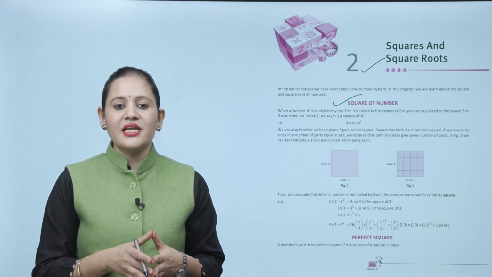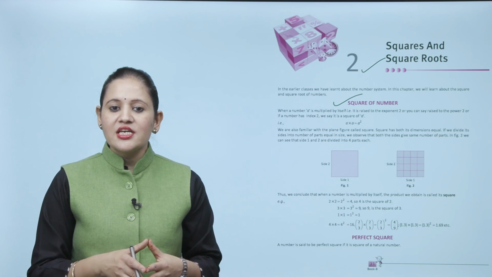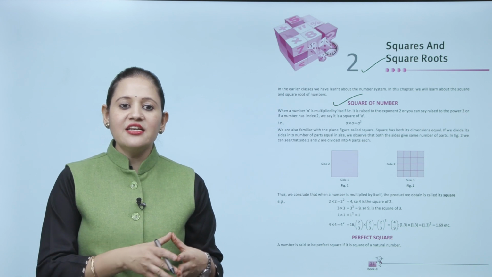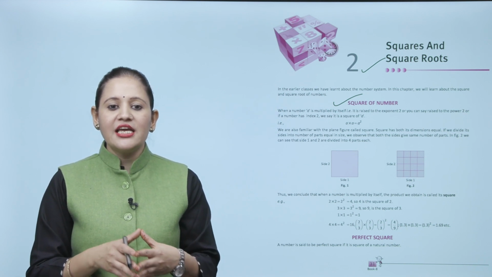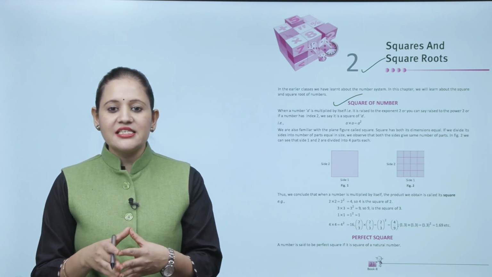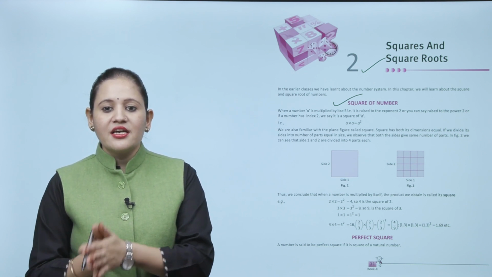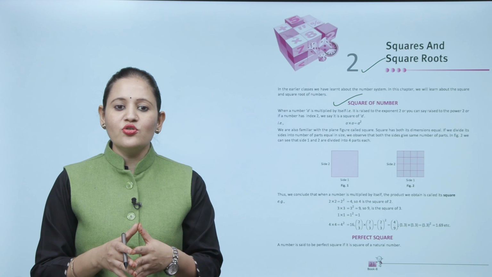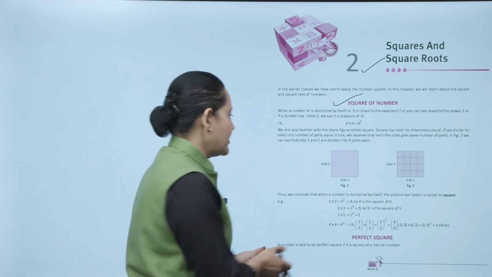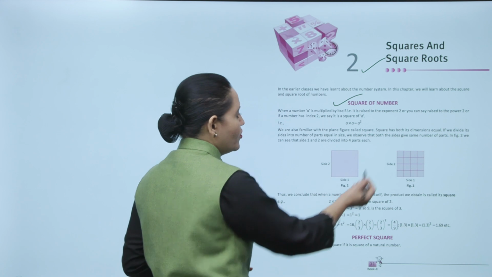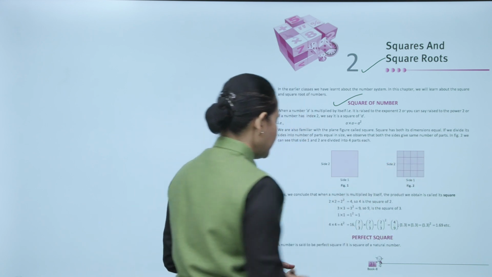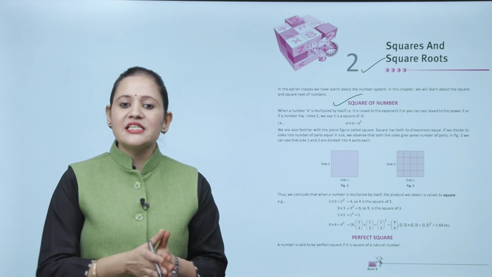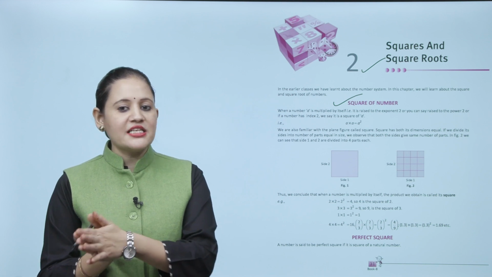We are also familiar with a plane figure called the square. A square has both its dimensions equal. If we divide its side into a number of parts equal in size, we observe that both the sides give the same number of parts. In figure 2, we can see that side 1 and side 2 are divided into 4 parts each. Side 1 has 4 parts and side 2 also has 4 parts. Clear? Thus we conclude that when a number is multiplied by itself, the product we obtain is called the square.